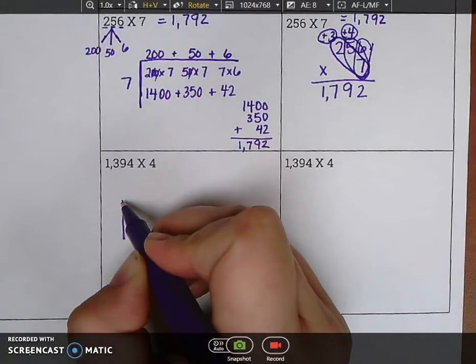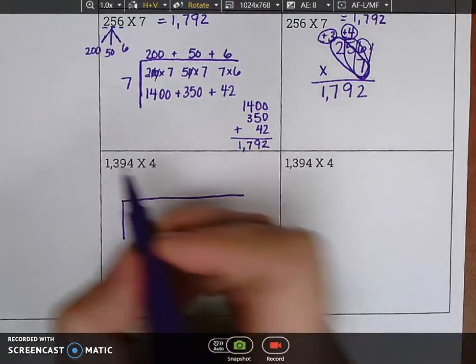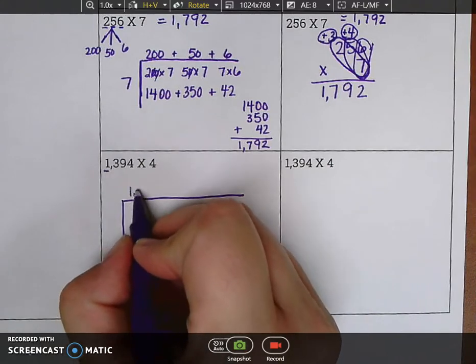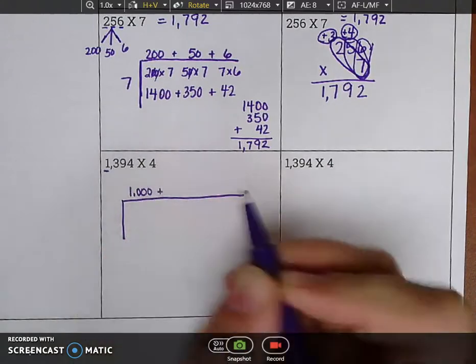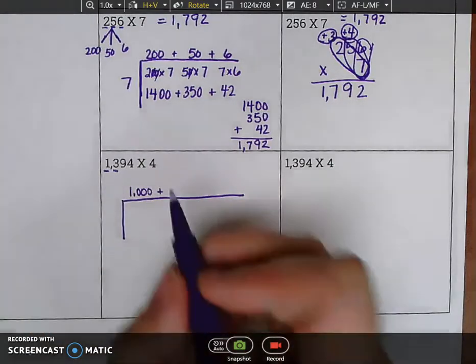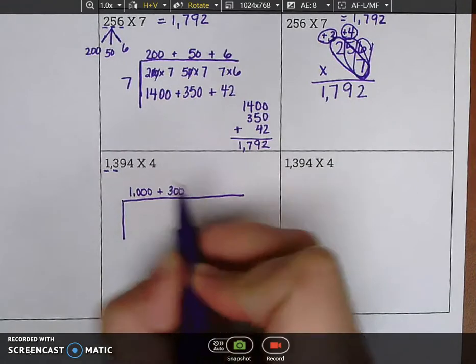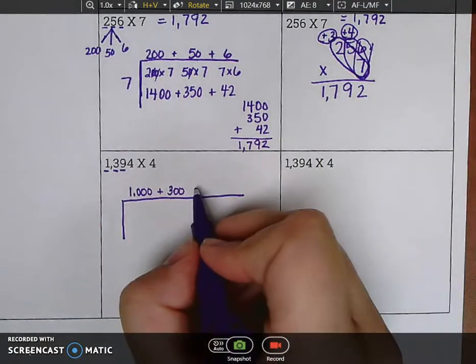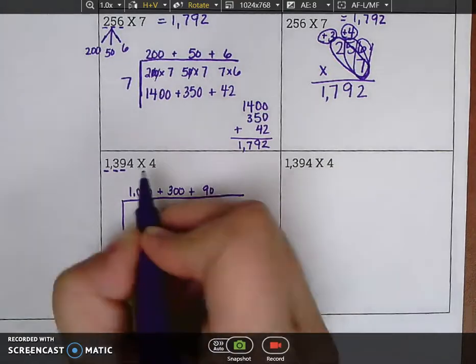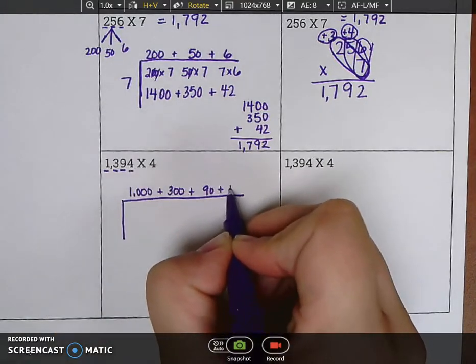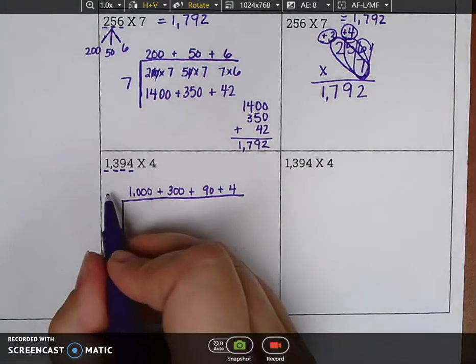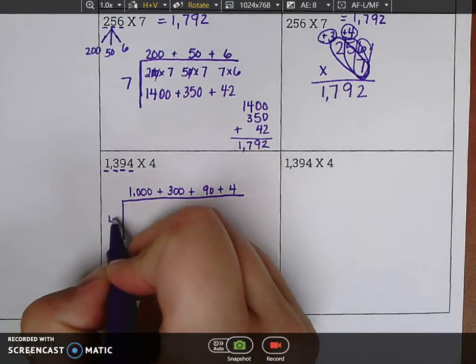And lastly, this is going to be our 4 digit times our 1 digit. We're going to start with that partial product. So we've got the 1 in the 1,000 spot, so that would be 1,000. We've got the 3 in the 100 spot, so that would be 300. The 9 is in the 10 spot, so that would be 90. And then the 4 is in the 1 spot, so that would be 4. And we're going to multiply each of those numbers by 4.